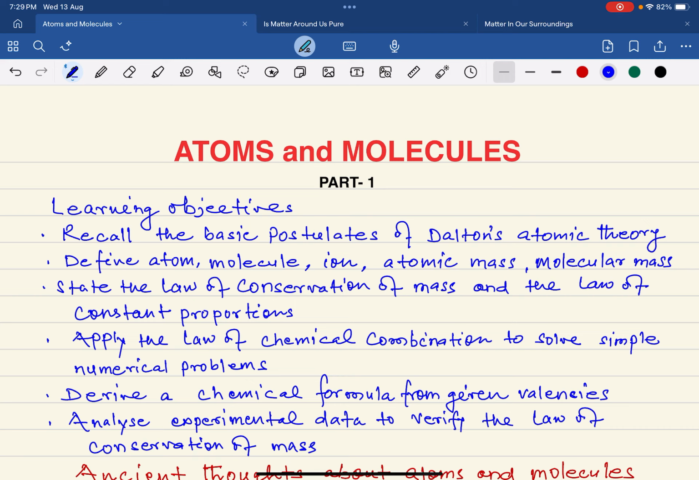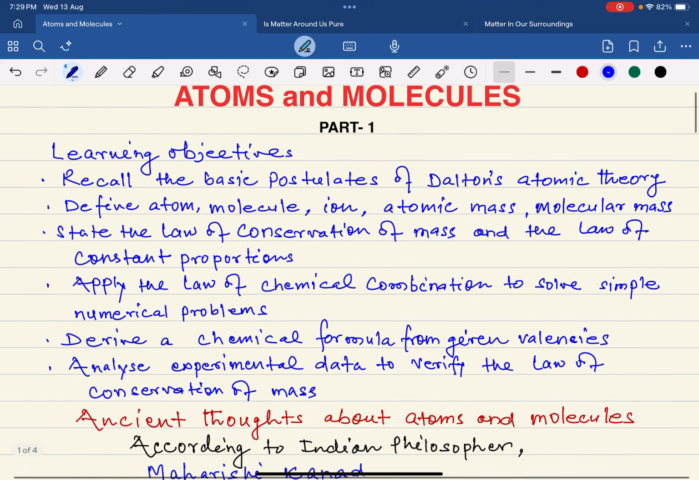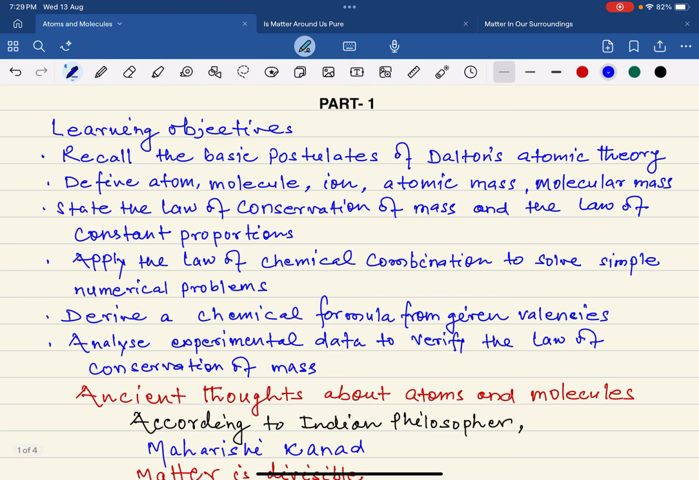Today we are going to talk about atoms and molecules. Learning objectives are: recall the basic postulates of Dalton's atomic theory. Define atoms, molecules, ions, atomic mass, molecular mass.